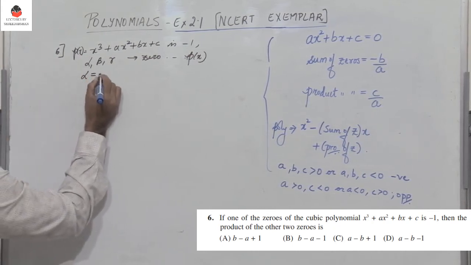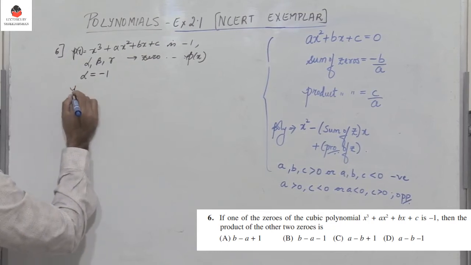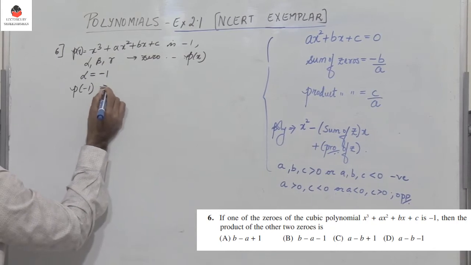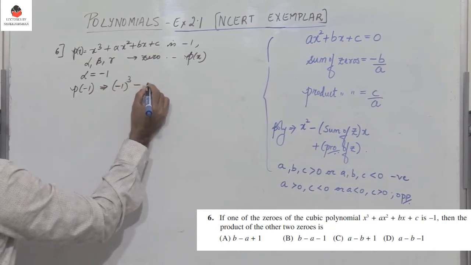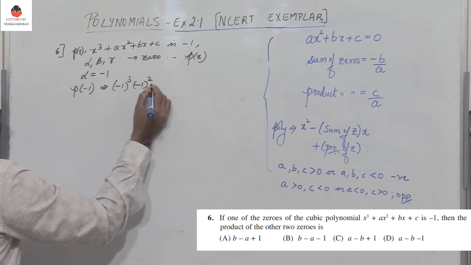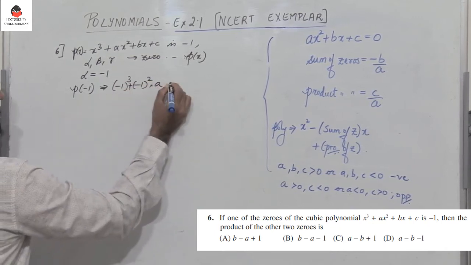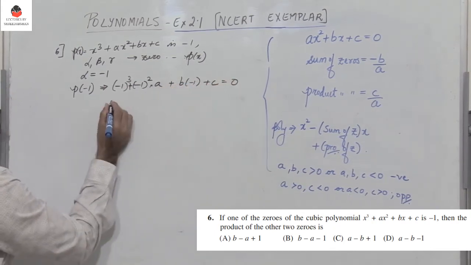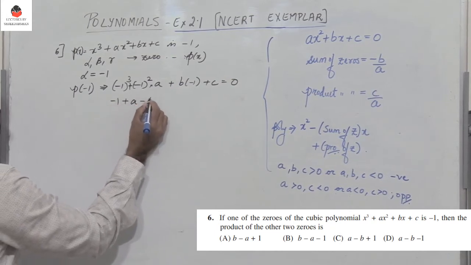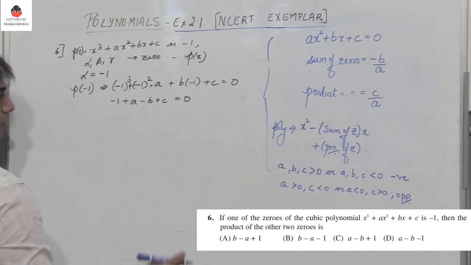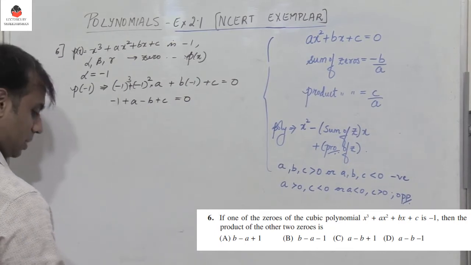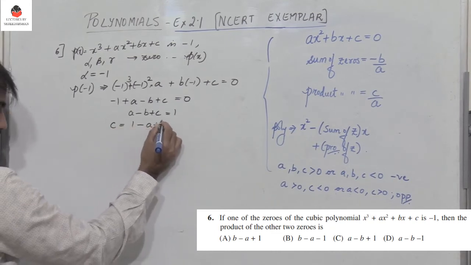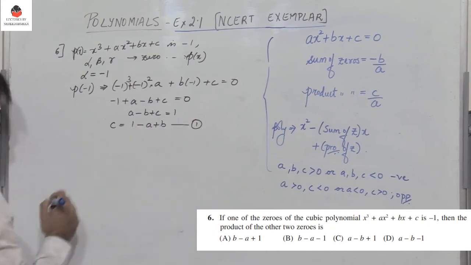So let's assume that alpha is equal to -1, and let me put p of -1. So p of -1 is nothing but equal to 0, which is -1 cube plus -1 whole square into a, plus b into -1 plus c is equal to 0. So I get -1 plus a minus b plus c equals 0. So we have a minus b plus c equal to 1, or we get c equals 1 minus a plus b. So this is an important relation.